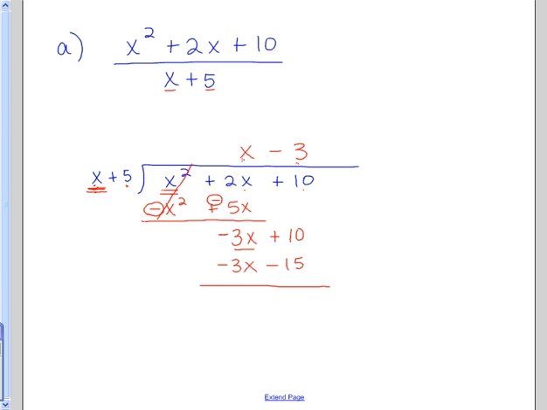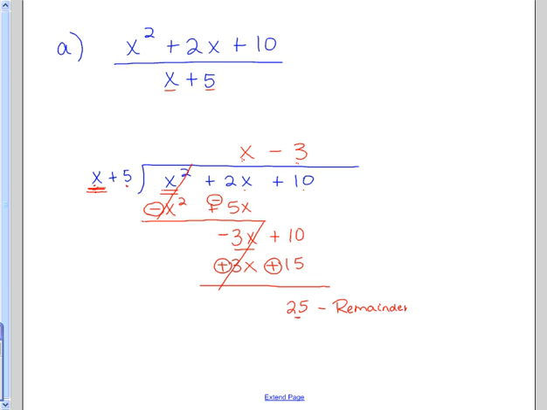Subtract, or change the sign. So see, notice they're negative. I'm going to change them to a positive and circle to show that that's been changed. The negative 3x, positive 3x, gone. Positive 10 and positive 15 would give me 25. So you're finished when you do not have a variable down here, when it's just a number. And so this number is my remainder.